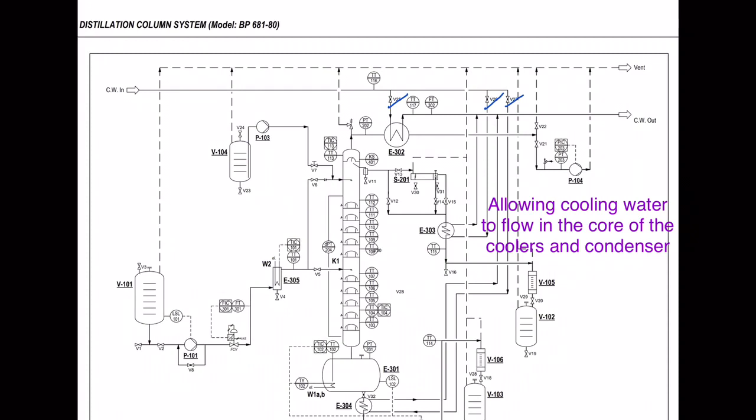Then slightly open the valve of the water supply, which is the cooling water supply, to let the water flow into the condenser E302, cooler E303 through valve V26, and cooler E304 through valve V27. Make sure that the cooling water is flowing inside the core of the condenser as well as the core inside the coolers E303 and E304.